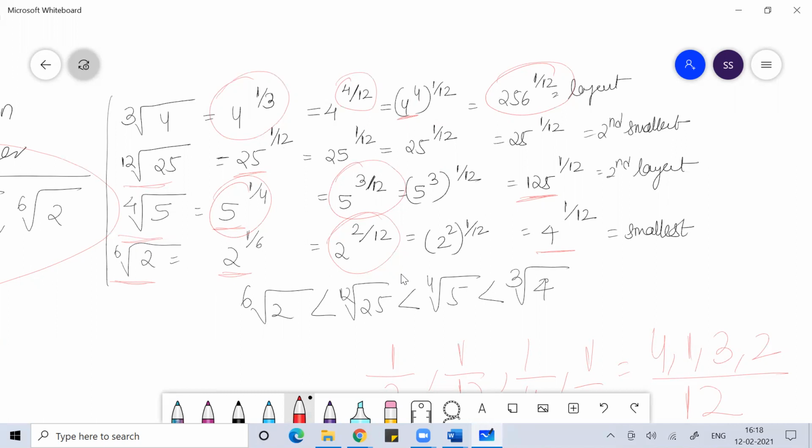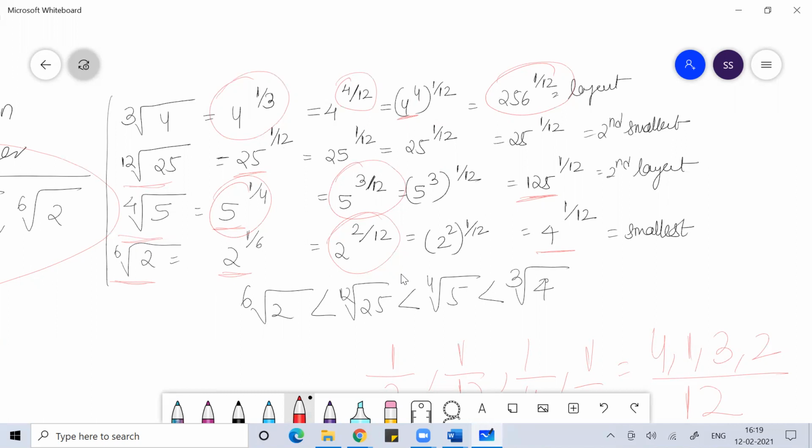The smallest one is 4 to the power 1 by 12, followed by 25 to the power 1 by 12, followed by 125 to the power 1 by 12, and then the last one is 256 to the power 1 by 12. I believe you understood this.